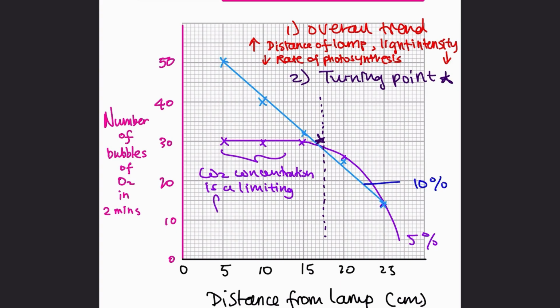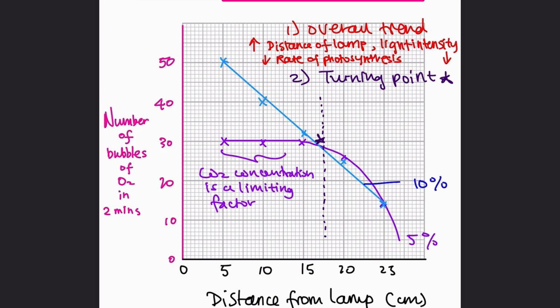And if you're still not convinced, just look at the blue one now. The blue one is subject to the same distance from the light, right? Also 5, 10, 15, but it's much higher up here. And what's the difference between the blue and the purple? The blue is 10% concentration CO2. So that should convince you, right?